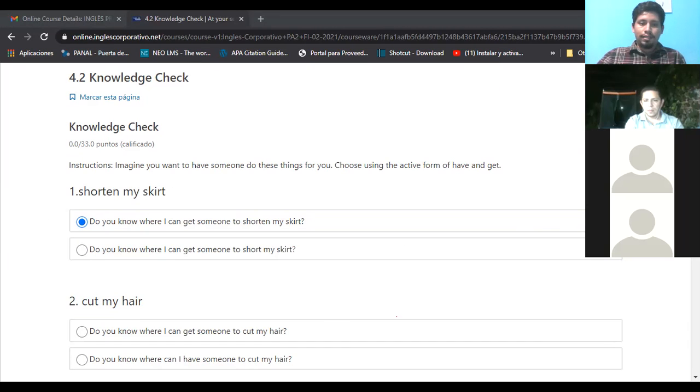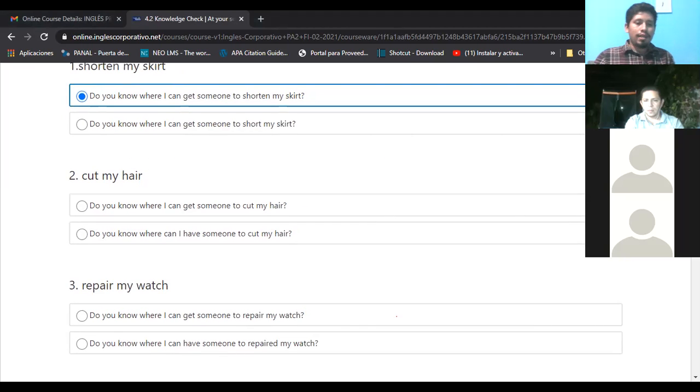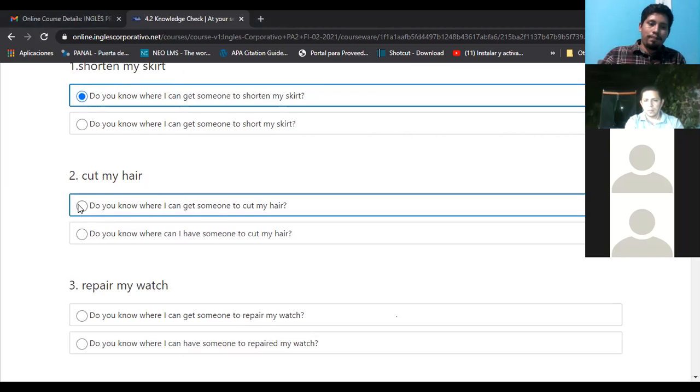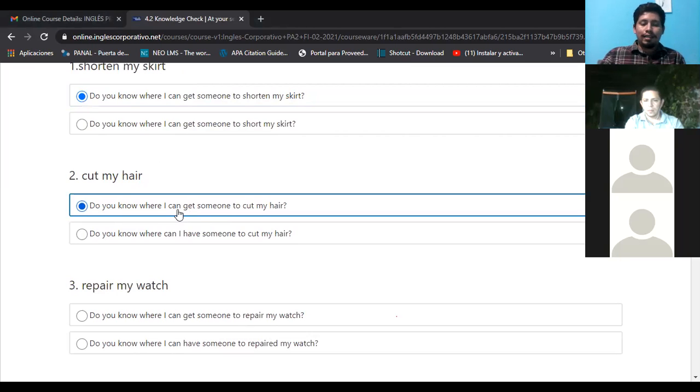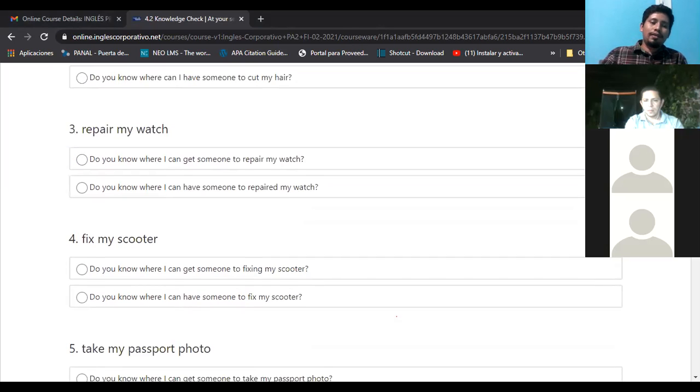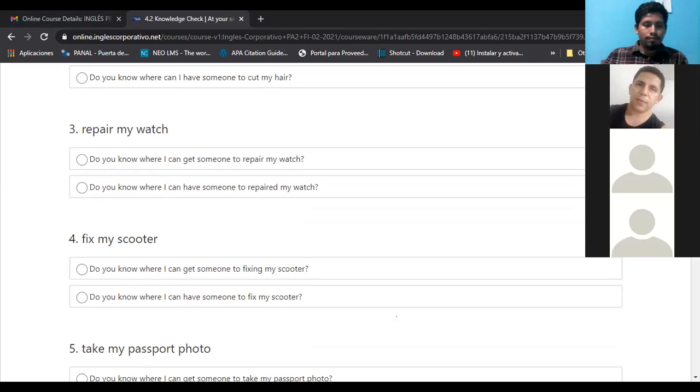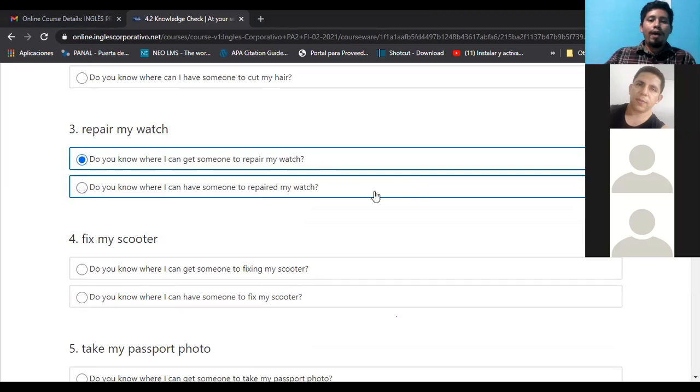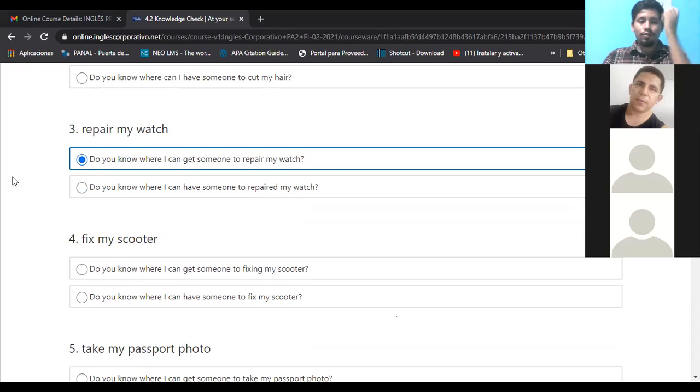Okay. In sentence number two, it says, cut my hair. Which one do you have there? Do you know where I can get someone to cut my hair? Or do you know where can I have someone to cut my hair? Tell me which one. Do you know where I can get someone to cut my hair? Very good. In this case, we're using the subject plus get plus someone plus the infinitive, to cut my hair. In sentence number three, tell me which one. Do you know where I can get someone to repair my watch? Very good, excellent. Okay, why are we not using the second one? Can you tell me that?